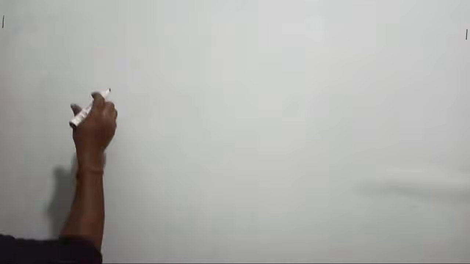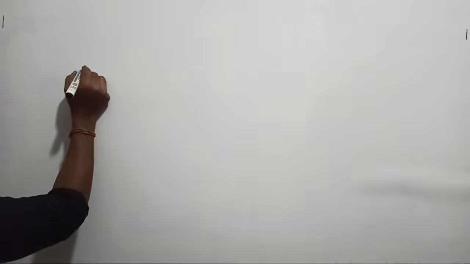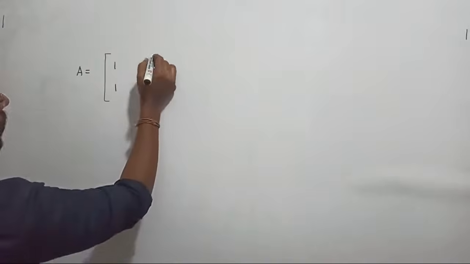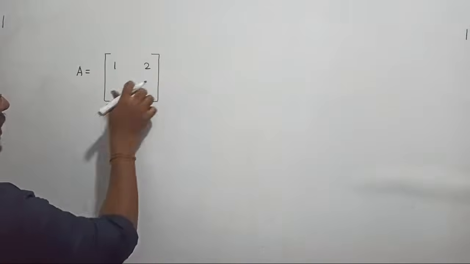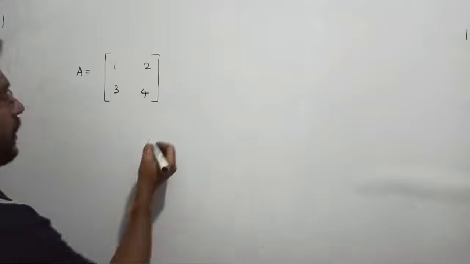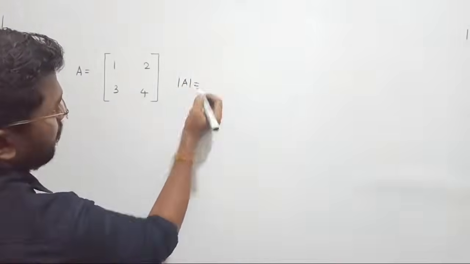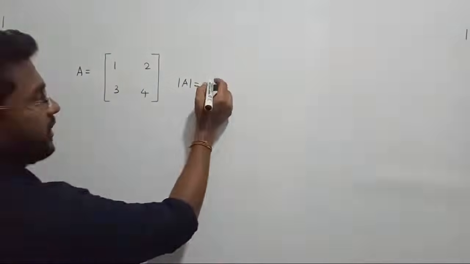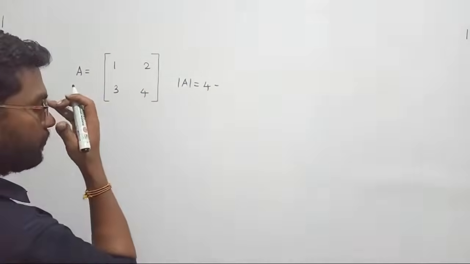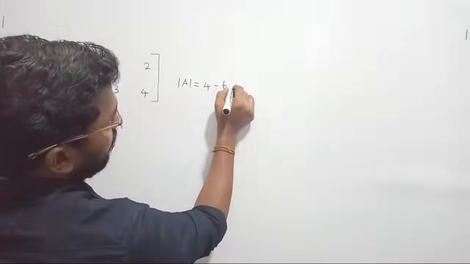Now next term, let us take some matrix A. In matrix A, let me take 1, 2, 3, 4. Find the determinant. Determinant of matrix A should be equal to 1 into 4, which is 4, minus 3 into 2, which will be 6. So 4 minus 6 will give you minus 2.